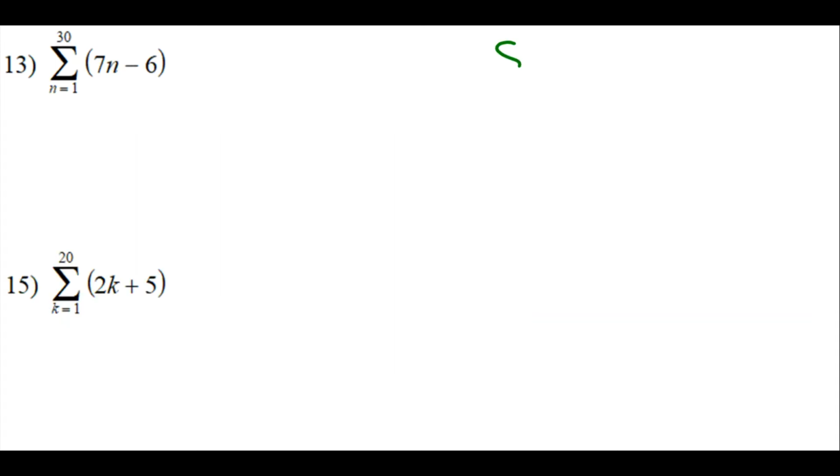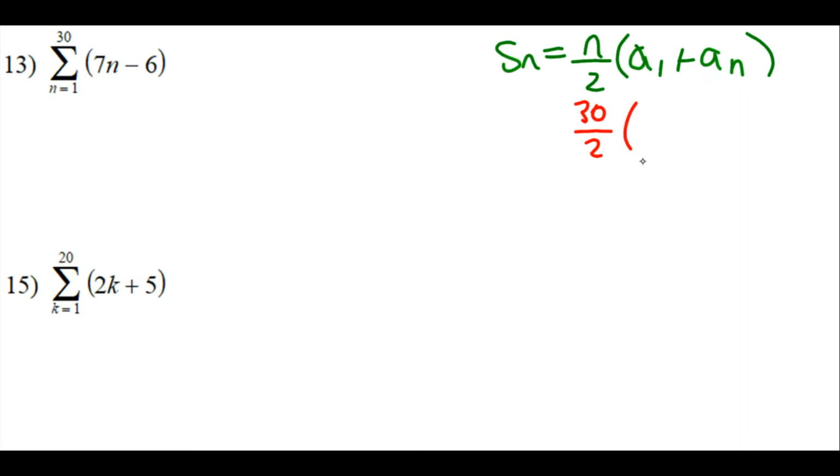So here's our formula. Sn equals n over 2 times a1 plus an. And let's just think about those numbers that are going to go in the formula. Well, n is 30. There are going to be 30 bushels of apples. And then a1, well, I don't know a1 until I plug it in. So let's find a1 by plugging in that first number. 7 times 1 minus 6. That's 7 minus 6 is 1. So there's a 1 goes right there.